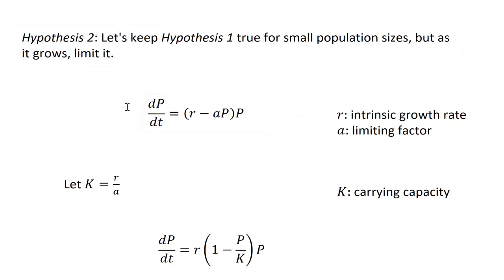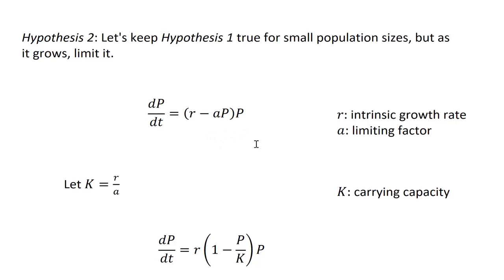We say that dp/dt, the change in the population with respect to time, is now going to equal (r minus ap) times p. So we've replaced r with r minus ap, where a is some limiting factor. So that as the population grows, the actual curve will change. We'll see that in a little bit. But for small populations, this is roughly equal to just rp, as in the first hypothesis.